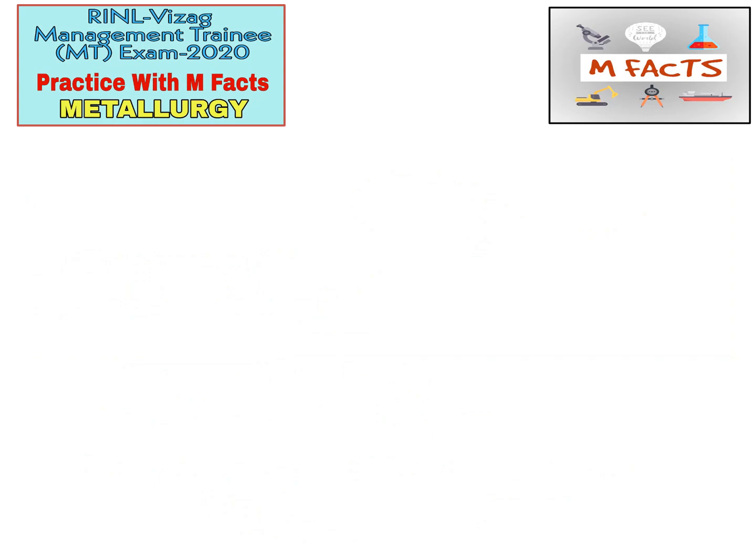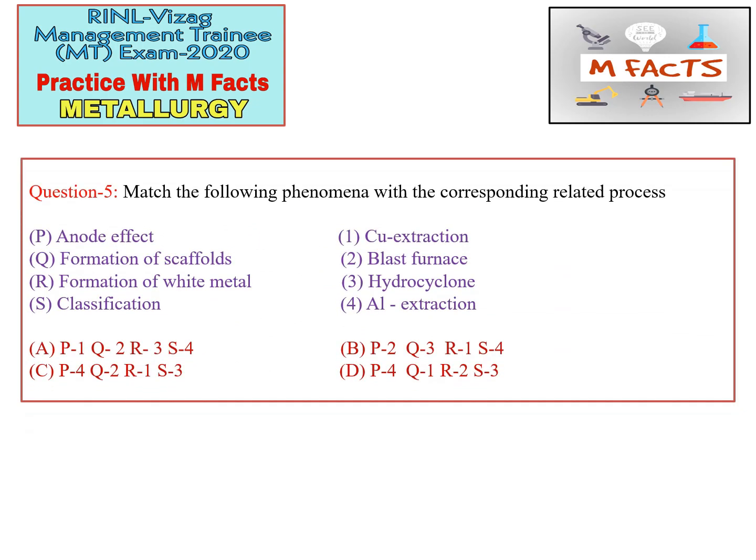So the next question is a matching type question. Here we are given group A. In group A they have given: P anode effect, Q formation of scaffolds, R formation of white metal, S classification. In group B they have given copper extraction, blast furnace, hydrocyclone, aluminum extraction. Okay, so I already told you that as soon as you see matching type questions, don't directly jump into the options.